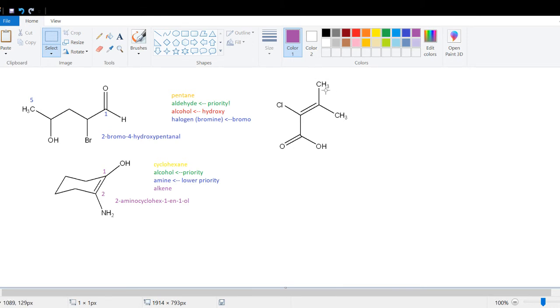So this one here is a little bit different in the way that I have it drawn, so it might be a little bit trickier. Let's just number this. If I'm looking at the different functional groups, that is a carboxylic acid, that is a halide, specifically a chloro group, and that is an alkene.